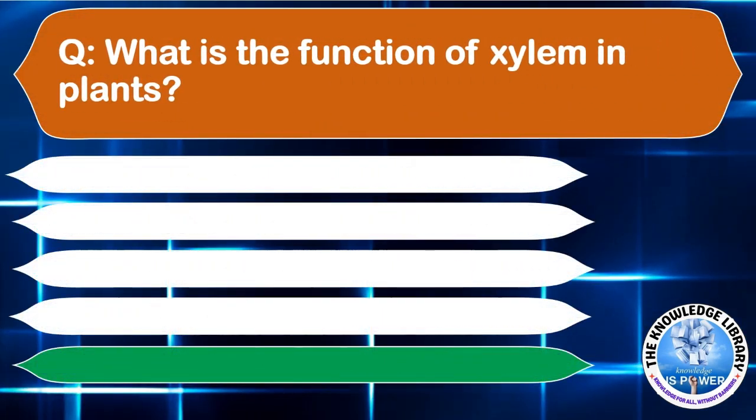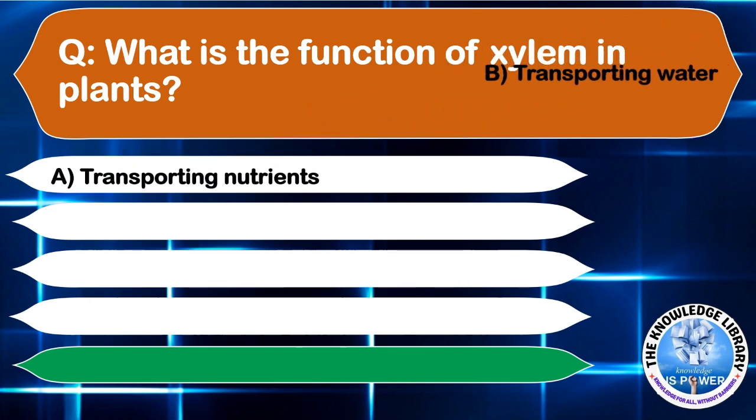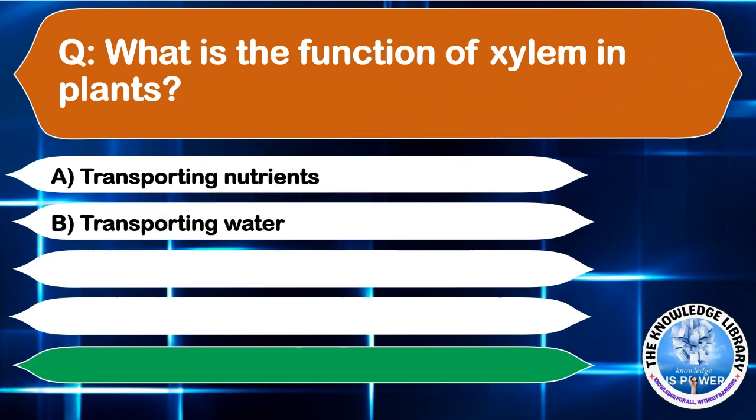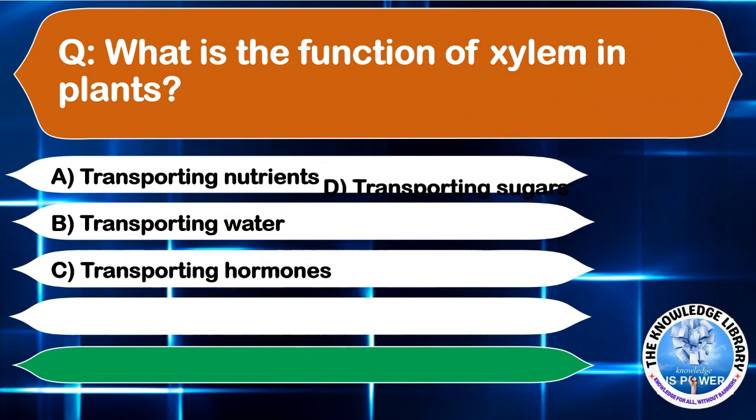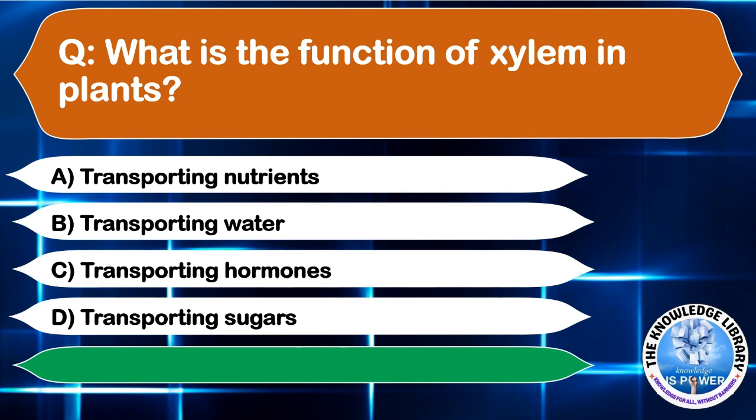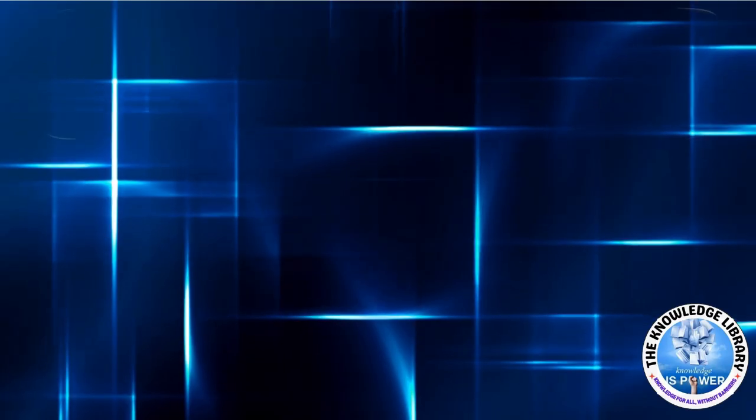What is the function of xylem in plants? Option A, transporting nutrients. Option B, transporting water. Option C, transporting hormones. Or option D, transporting sugars. The correct answer is option B, transporting water. Moving to the next question.